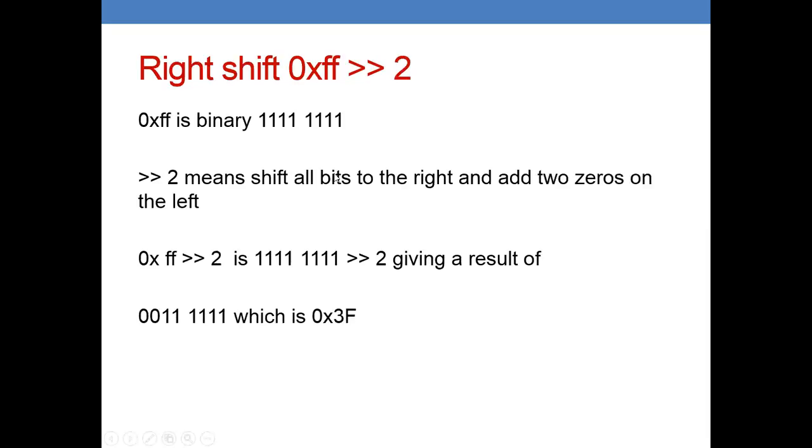If we use the same constant, hex FF, and we shift that to the right by 2 bits, we're going to shift all bits to the right and add 2 zeros on the left. So we're going to lose the 2 rightmost bits and then add 2 zeros on the left. Shifting by 2 gives us this result of 0 0 1 1 1 1 1 1, which is hex 3F. Similarly, if we take hex 3FF and shift it by 3 bits, we're going to add 3 zeros on the left. So here are the 3 zeros we add on the left. This gives us a hex 1F as our final representation.